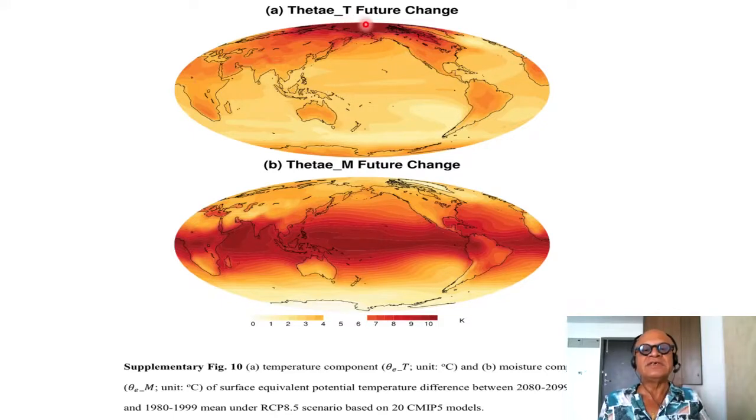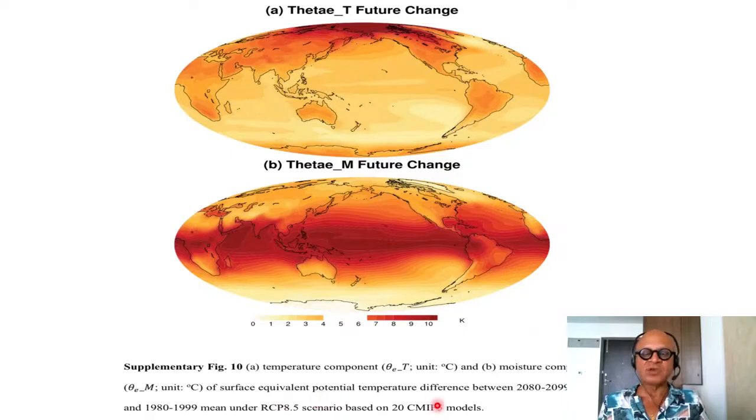Theta E T in the future is going to look like this with the polar amplification kind of pattern. So this is temperature, theta E contribution from temperature change, and this is the moisture component of the equivalent potential temperature. So the surface equivalent potential temperature difference between 2080 to 2099 in the future for the business as usual scenario, RCP 8.5, where the concentrations of CO2 will reach, I think, above 1000 ppm, and the radiative perturbation forcing at the top of the atmosphere will be 8.5 watts per meter squared.